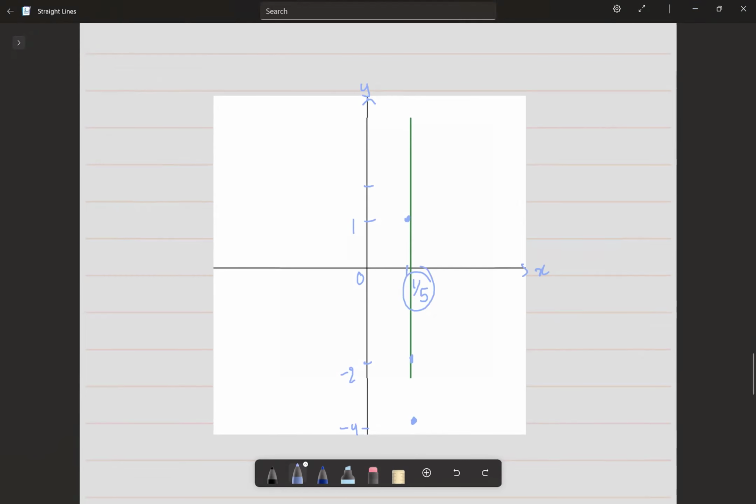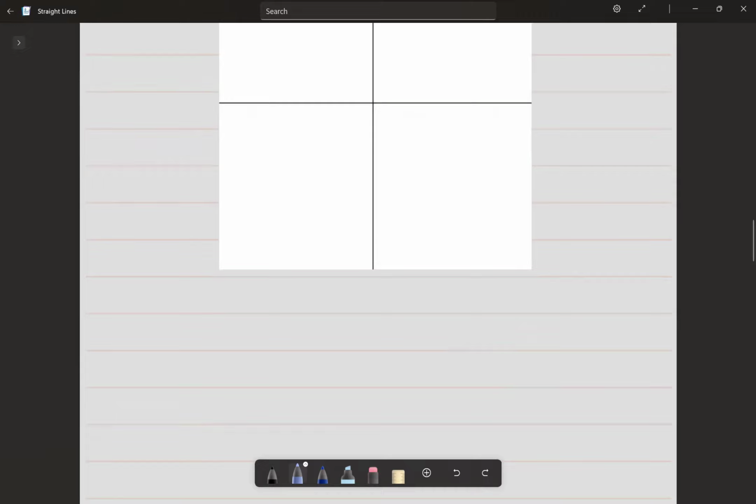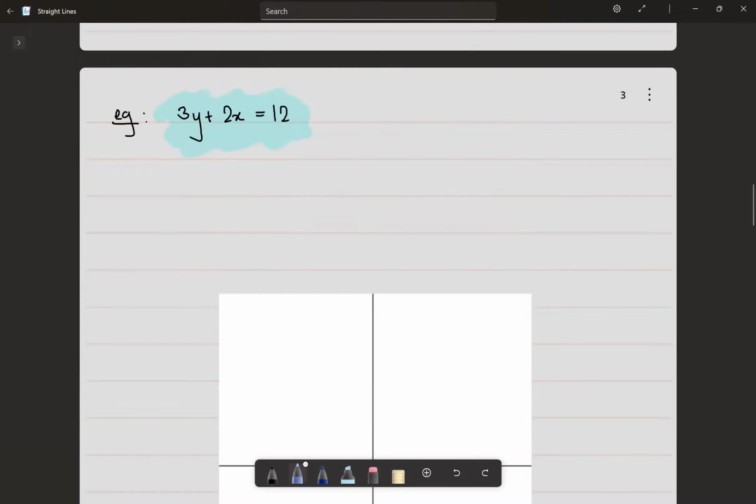With this, we can move to another example where we are given this line. The equation of this line is 3y plus 2x is equal to 12, and we are asked to sketch this. This is not an equation which looks like x is equal to something or y is equal to something, so these lines will not be completely vertical or horizontal.